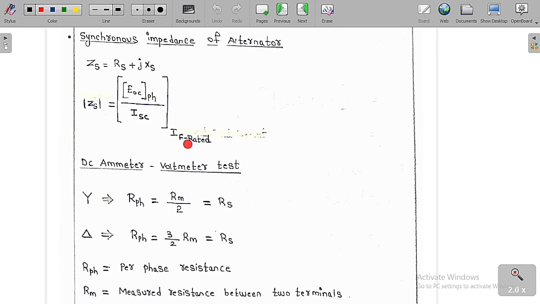At a particular constant IF value, we have to see the value of the open circuit voltage and the armature current at short circuit. We get the voltage from the open circuit characteristics and the current from the short circuit characteristics. If you take the ratio of these two, we get the value of Zs, which is basically the magnitude part.